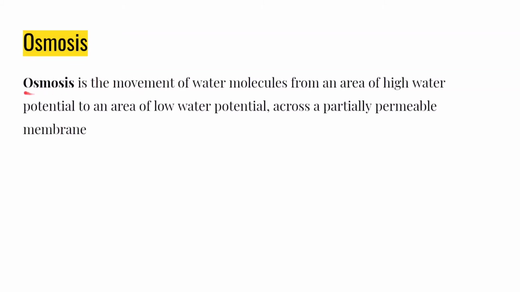So osmosis is the movement of water molecules from an area of high water potential to an area of low water potential across a partially permeable membrane. So let's break this definition down. First, it's the movement of water molecules, specifically water molecules.